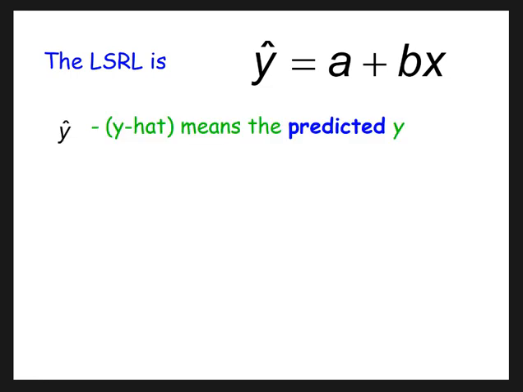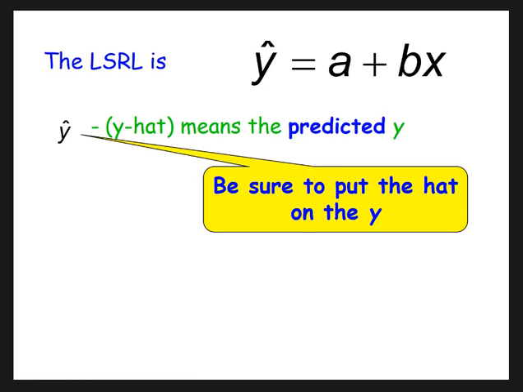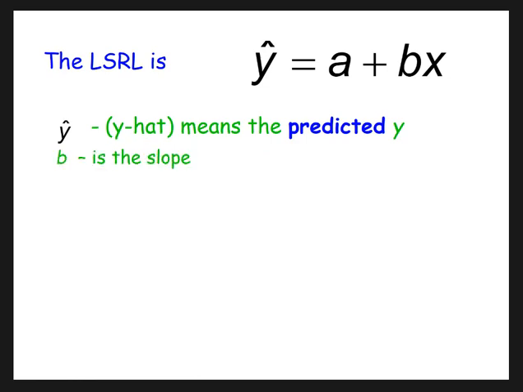Y hat is just the predicted value of y. Make sure you put the hat on that y because it is the predicted value, not always the actual value. B is the slope of that line, as we said.